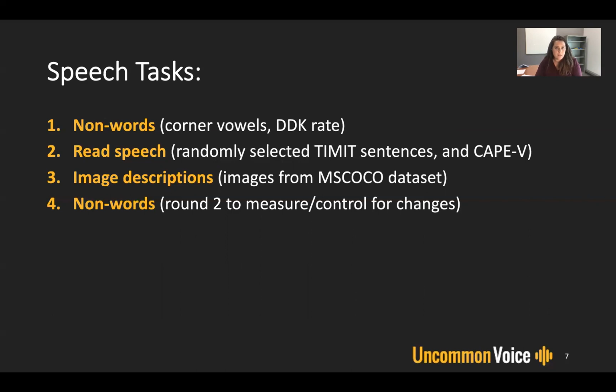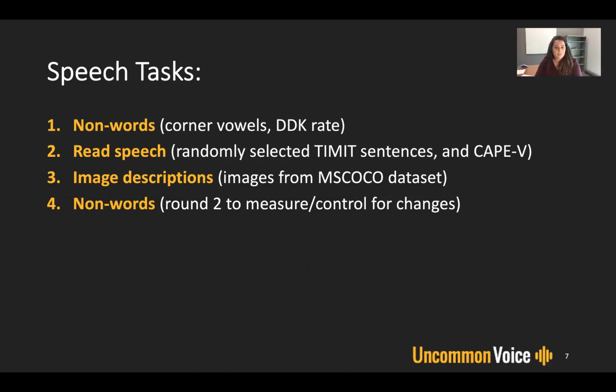After they went through this read speech, which makes up the majority of the data set, we also had them go through 3 different image descriptions just to get some spontaneous speech, in case you wanted to compare any of the prosodic differences between read speech and image descriptions. These images are pulled from the MS COCO data set.